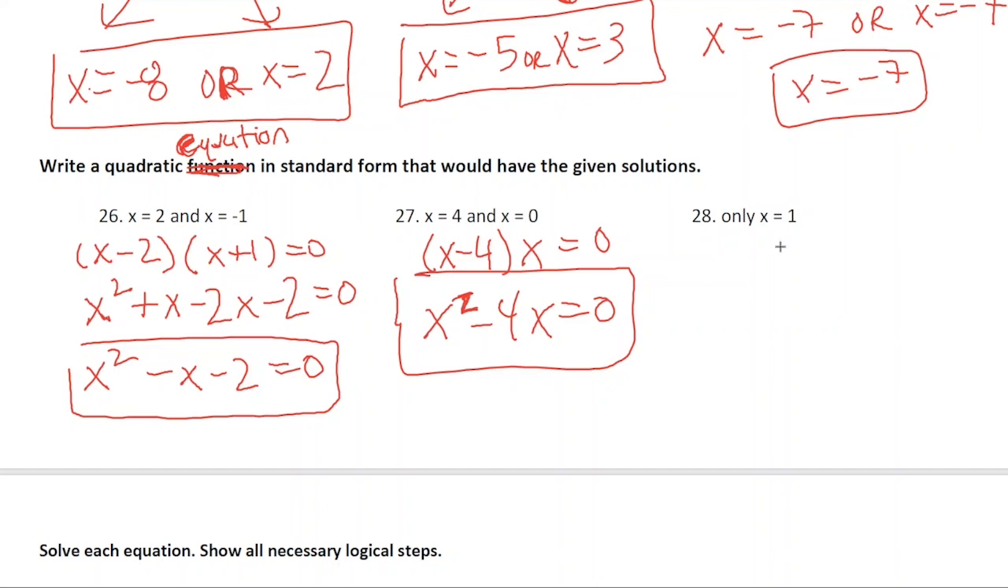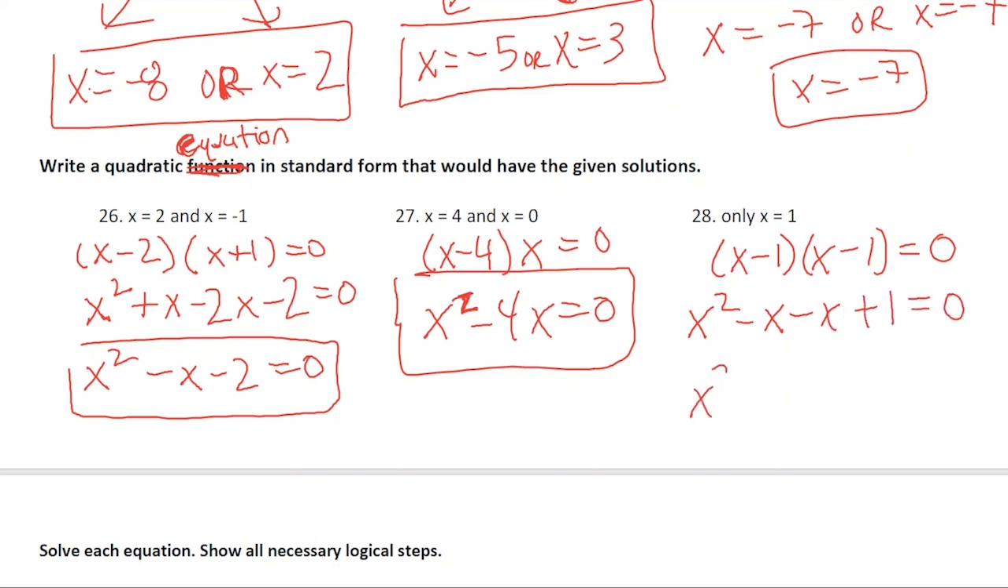Now, if there's only one solution, but it's got to be quadratic, then that factor has to happen twice. If it was cubic and had one solution, you'd have 3 of these. If it was linear, you just have one of them. But we do have 2, so we get x squared minus 2x plus 1 equals 0. So my equation in standard form will be x squared minus 2x plus 1.